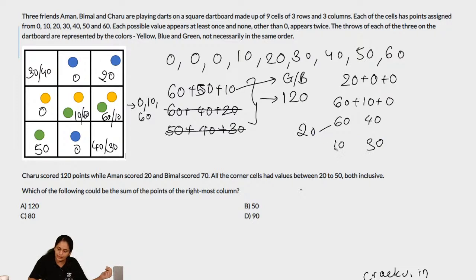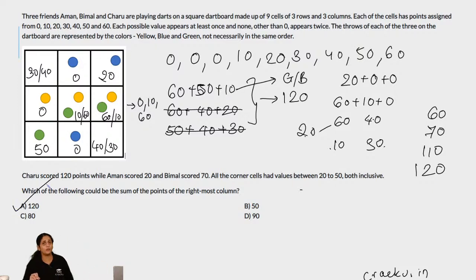So if it is 20, 10, 30, the sum becomes 60. If it is 20, 10, 40, the sum becomes 70. If it is 20, 60, 30, it becomes 110. If it is 20, 60, 40, it becomes 120. So these are the four values that the sum of the points of the rightmost column can take. Of the options, only 120 is there, so the right answer is option A, 120.